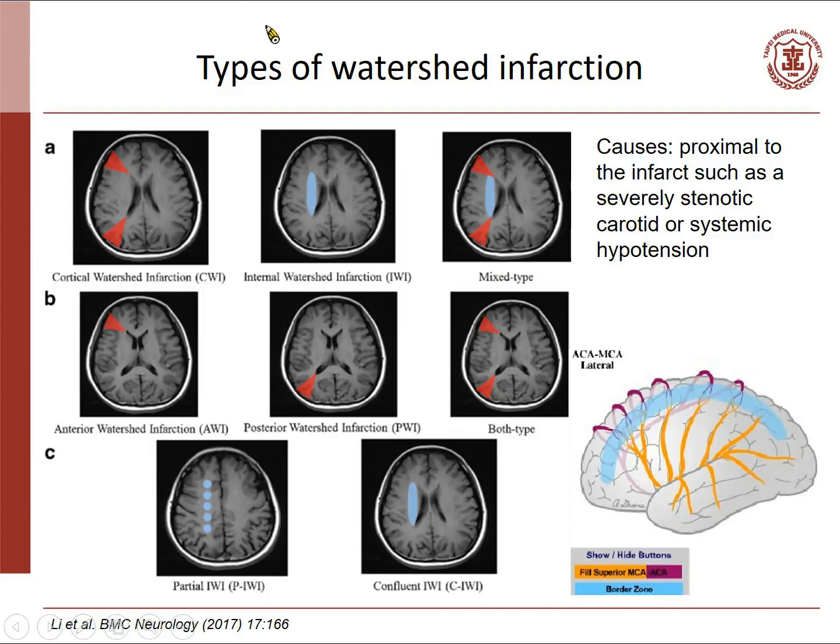There are several types of watershed infarct on the image. You can see the cortical watershed infarct is between the ACA and MCA territory, between the MCA and the PCA territory, or there can be a mixed type watershed infarct, or this can be an internal watershed infarct, like this can appear in here. It's called an internal watershed infarct. That is because of systemic hypotension, or sometimes there may be severe stenotic carotid artery, or even the patient may have heart failure that may cause the watershed infarct.